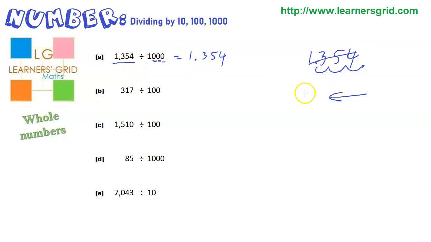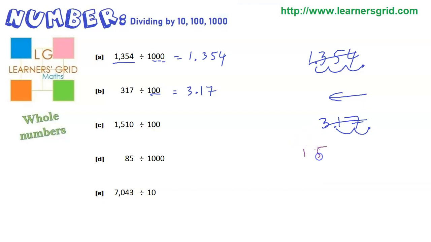So let's try again. 317, let's say. It's a whole number, so the decimal point is here. Remember, in any whole number, the decimal point's at the end. We don't write it down, that's all. Okay, so we're going to divide by 100, so that's 2 spaces, right? 1, 2, to the left. And so the final answer is 3.17.